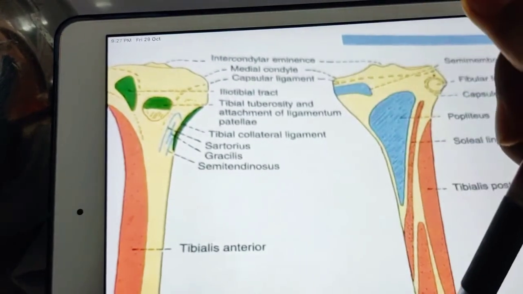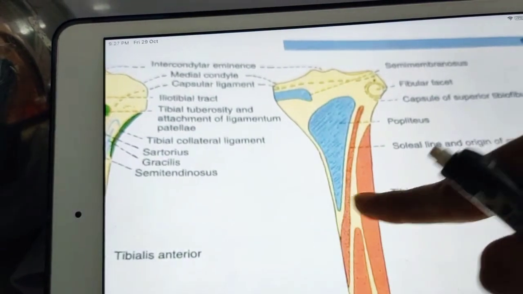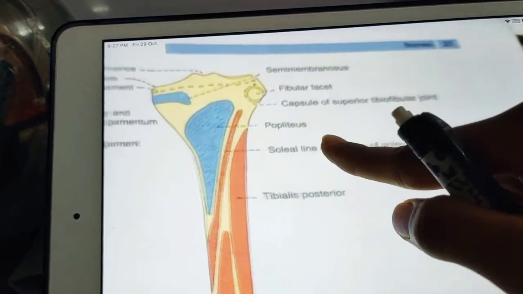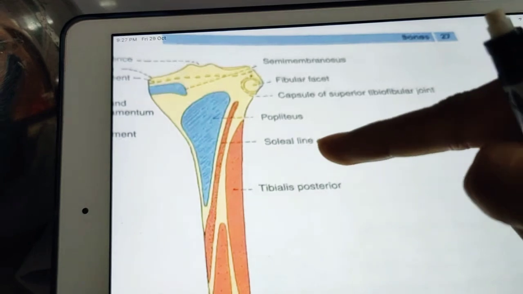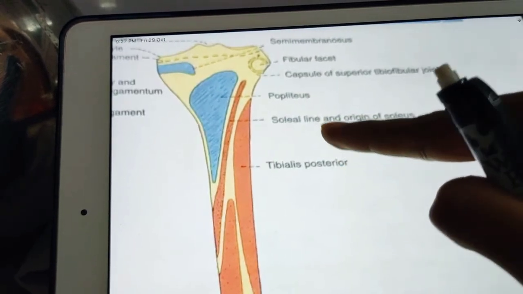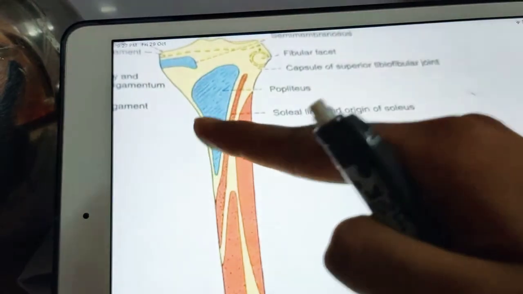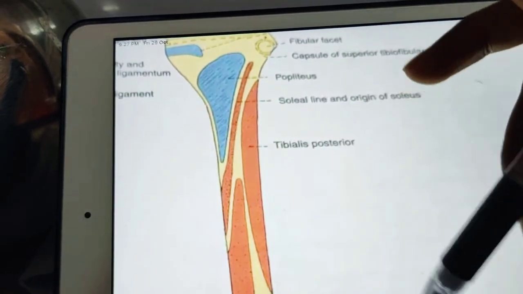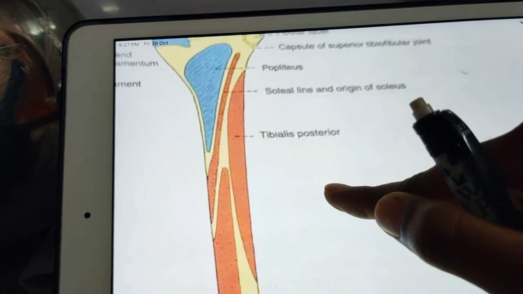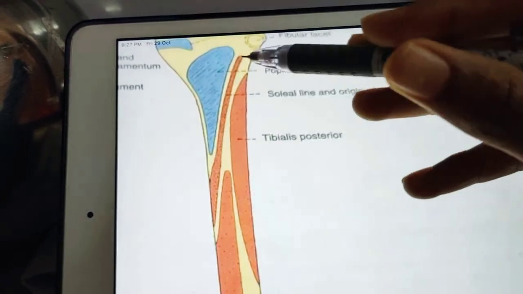Let's come into soleus. Here comes the soleal line, origin of soleus on the posterior side. So soleus arises on soleal line, which also gives attachment to fascia covering soleus, the fascia covering popliteus, and also the transverse fascial septum. The tendinous arch for origin of soleus is attached to tubercle at upper end of soleal line.